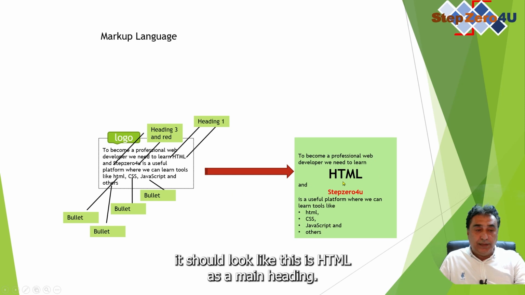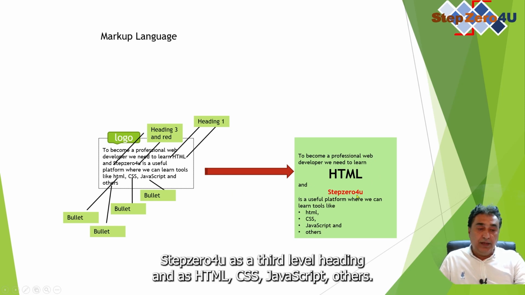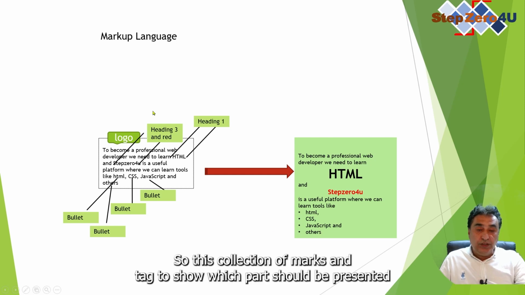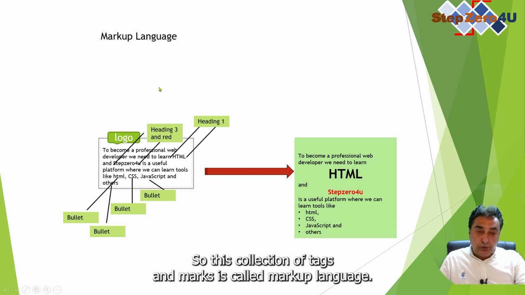It should look like this: HTML as a main heading, Step 0 for You as a third level heading, and HTML, CSS, JavaScript, others. So this collection of marks and tags shows which part should be presented and how. So this collection of tags and marks is called markup language.